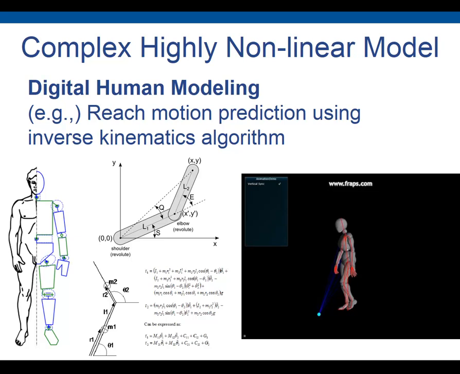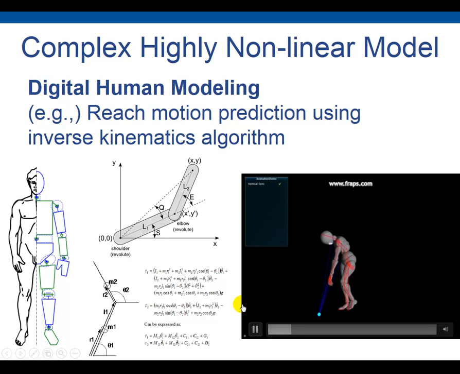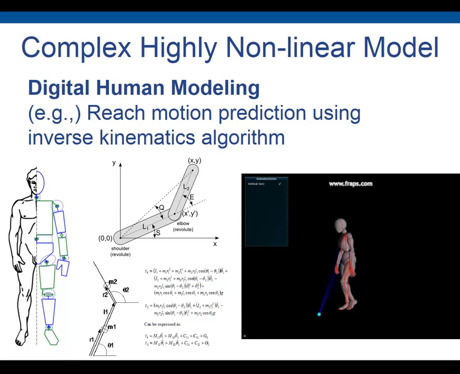It's a very simple model. But there are some very difficult models, even ones with no solutions. So this is digital human modeling. You can see the human body linkage system is very complex. This human model wants to reach a ball on the ground or somewhere.